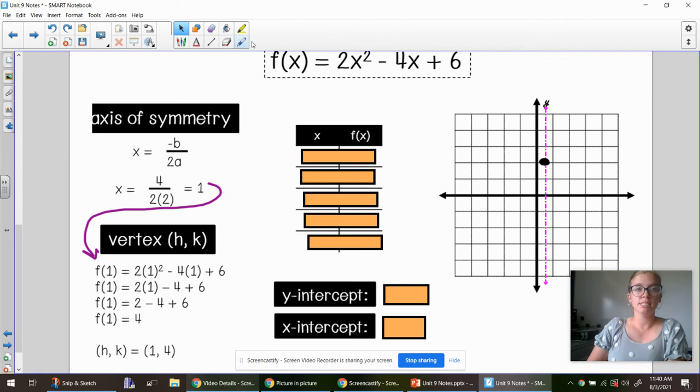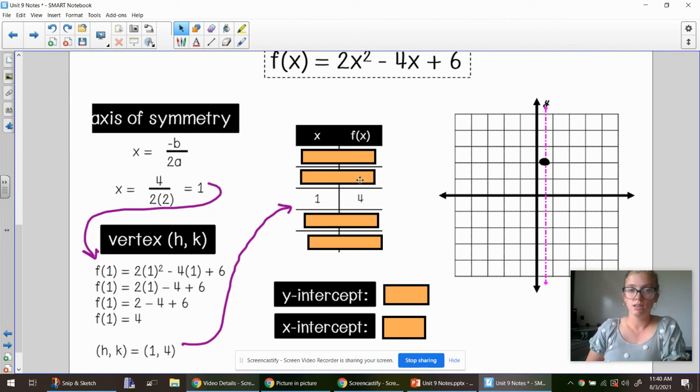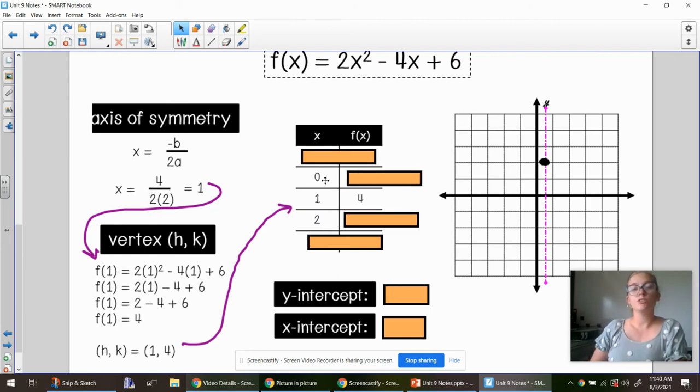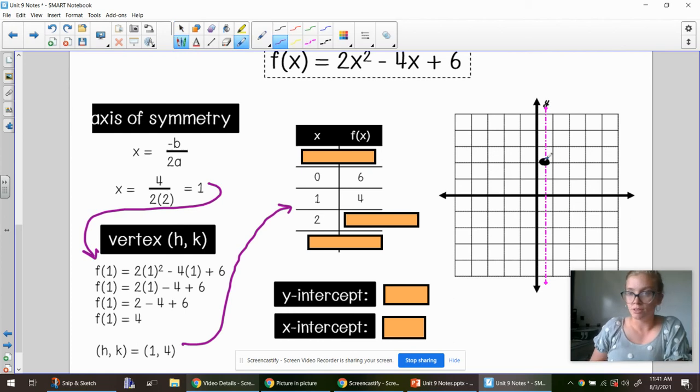So now I'm going to take my vertex and I'm going to keep that in the middle, 1, 4. And I'm going to find the values on either side. So I'm going to try 0 and 2. I'm going to plug in 0 because that's going to be a little bit easier. 2 times 0 is 0, minus 4 times 0, which is still 0, plus 6 is 6. And I'm going to go ahead and graph 0, comma 6.